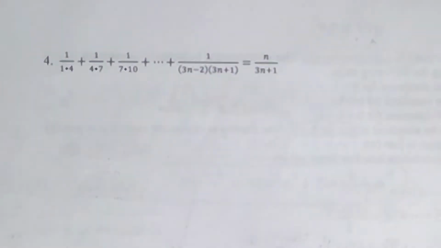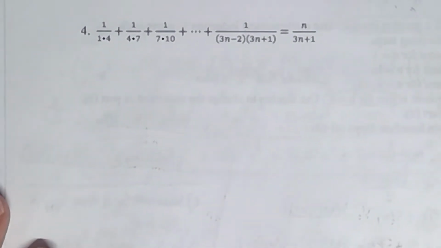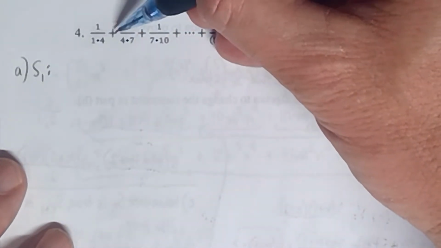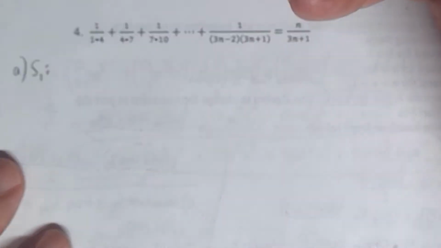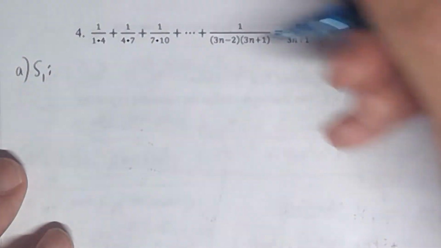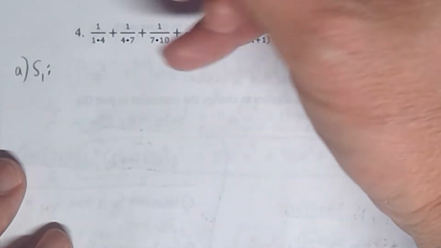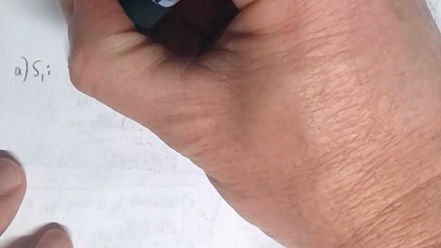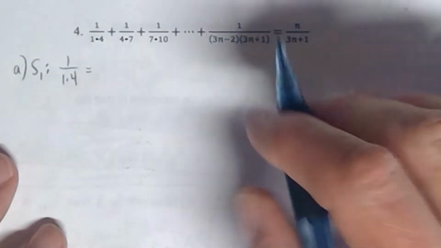Number 4. Again, what are we doing first in any one of these 7.5 problems? We first of all prove it for S1. S1 means what? You take the first term that goes before that first plus sign that's outside of any parenthesis. And that would be 1 over 1 times 4. On the other side of the equal sign, you just plug in 1. And so we get 1 over 3 times 1 plus 1.